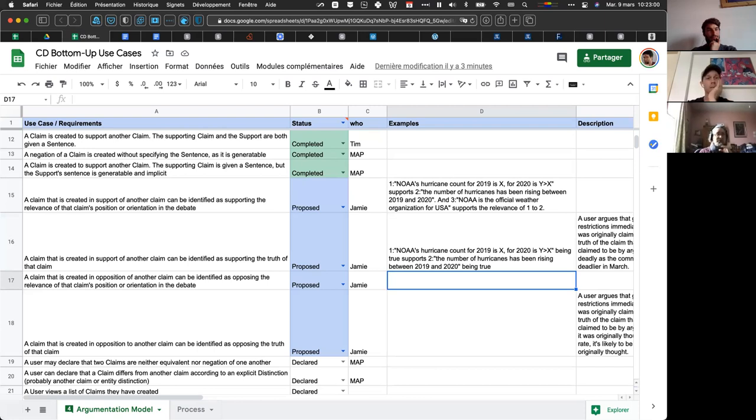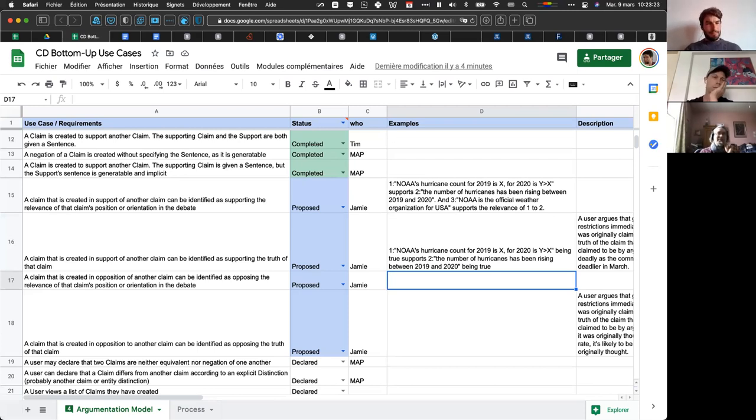It's very different. Right, but here the specific case is saying opposing the relevance. No, but it's also saying creating an opposition of another claim. So that sounds like opposing the truth. And so I'm saying it's kind of conflating two things here that should be distinct.